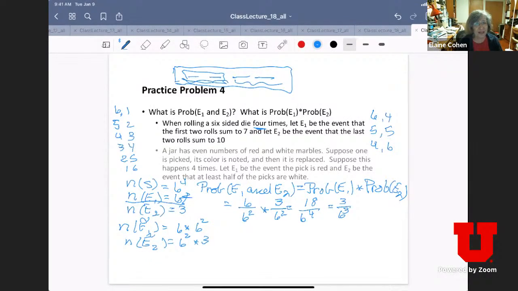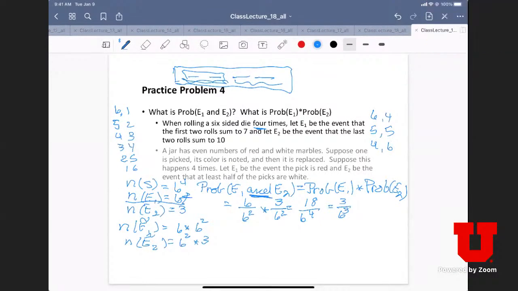Okay, so then you're looking at events as sub, but you're still saying and. When you say and, not or, then you multiply. That makes sense. Thank you.